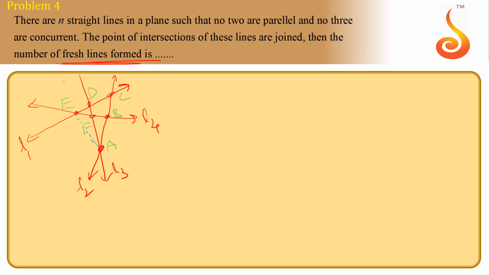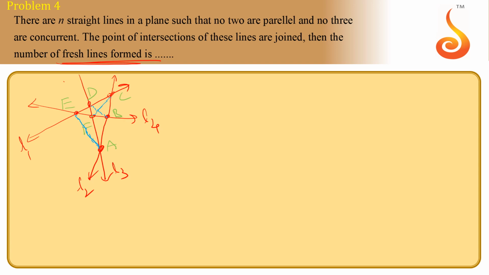Then AF is already there. Then BC, BD is the fresh line. Then BE, BF are old lines. CD, CF. CF is the fresh line. Then DE, DF, EF are old lines. So how many fresh lines did you get? 3 fresh lines you got with 4 lines.